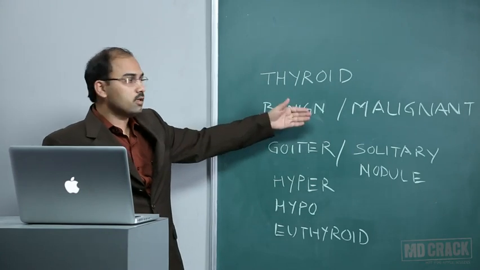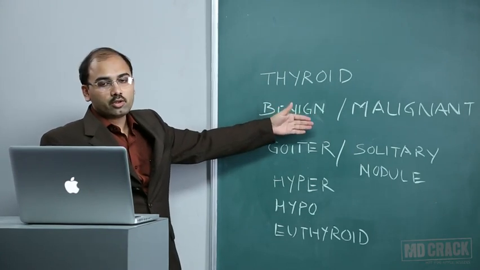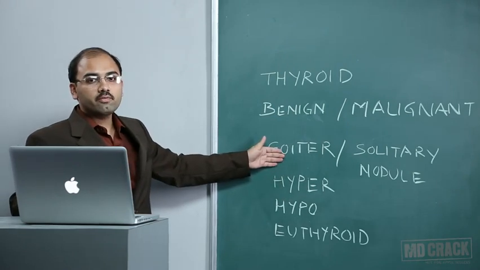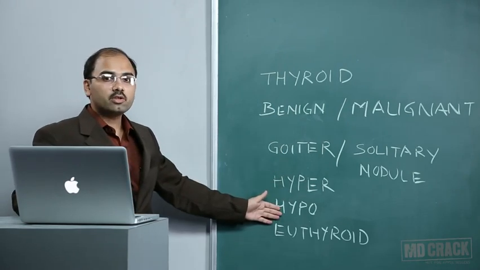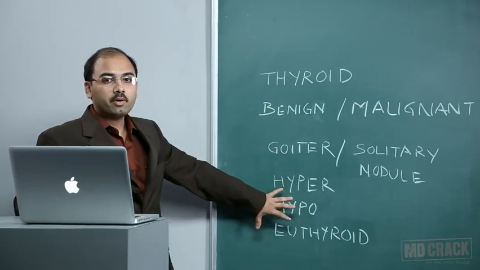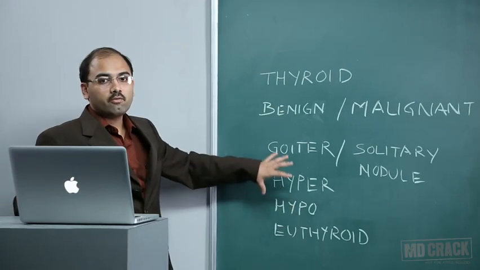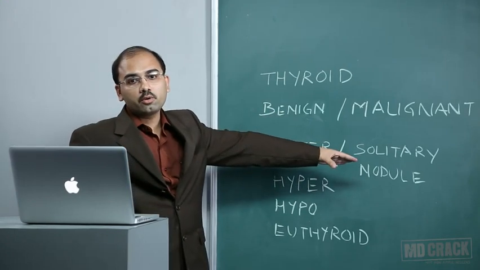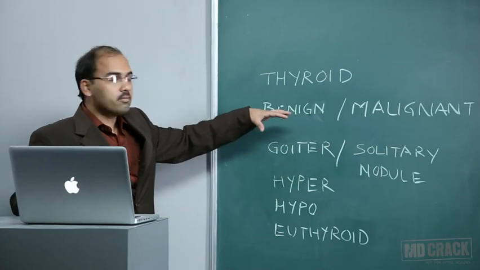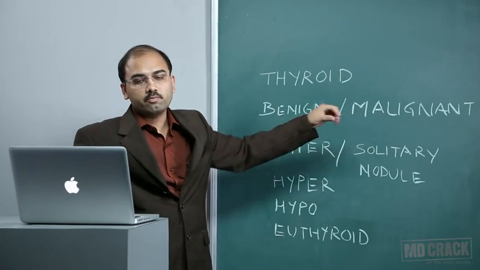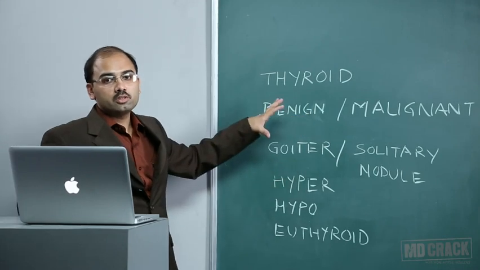So this can be a pathological classification, this can be a clinical classification, and this can be a physiological classification. From the functioning point of view, hyper and hypothyroid are important. From the clinical point of view, goiter and solitary thyroid nodule are important. From the treatment point of view, benign and malignant are important. So this is how we are going to see further.